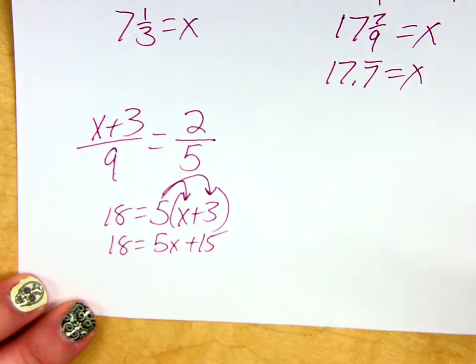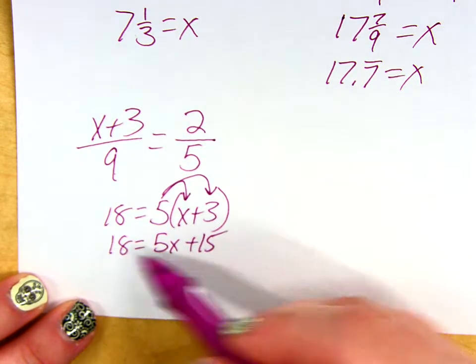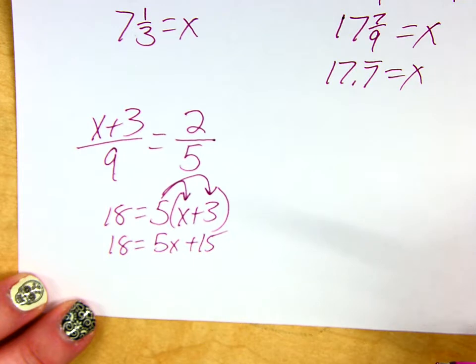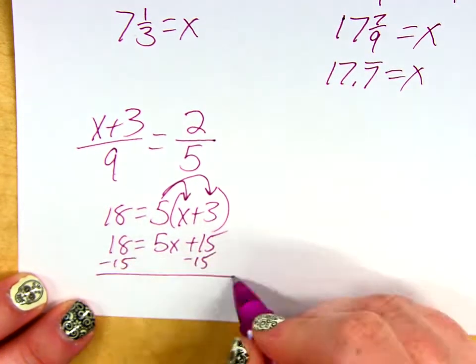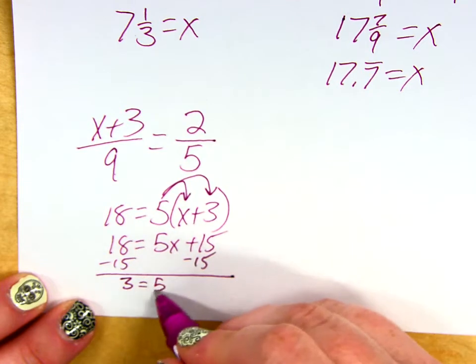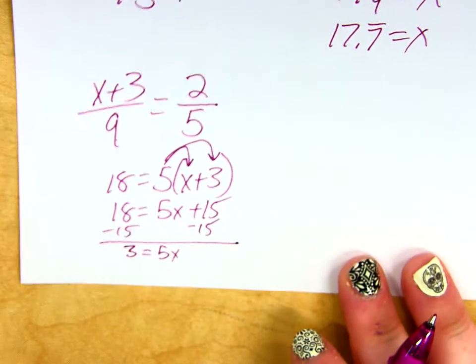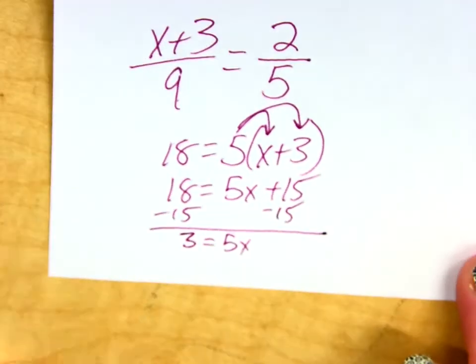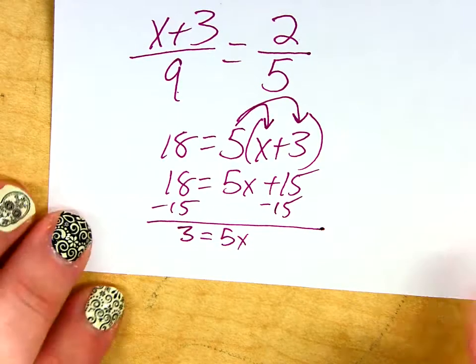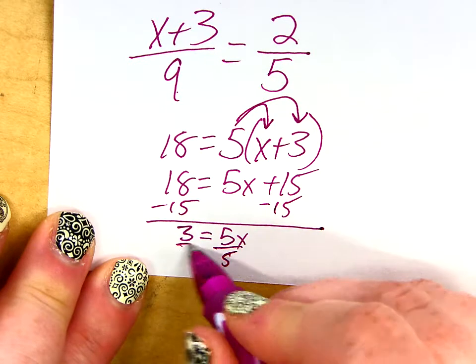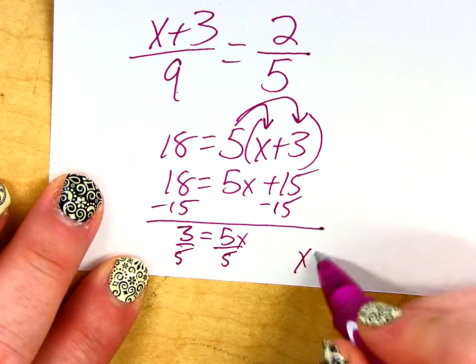And now, again, I have an equation that I'm just going to solve like I always do. So what would I normally do at this stage? Minus that 15. And then what would I do? Divide by 5. Perfect. Divide both sides by 5. Looks like my answer is going to be 3/5.